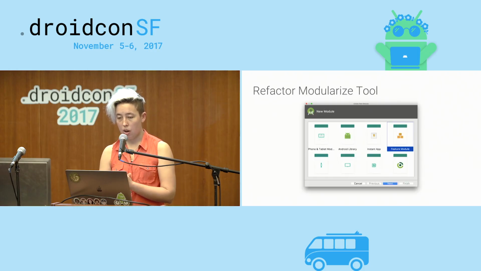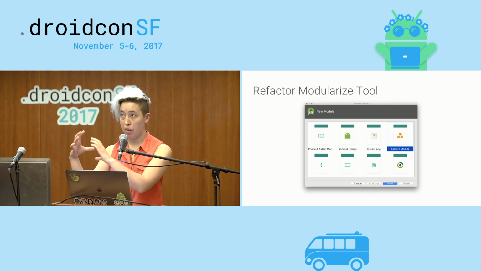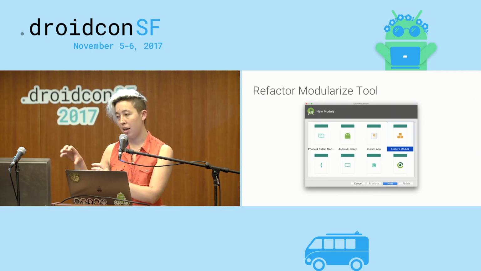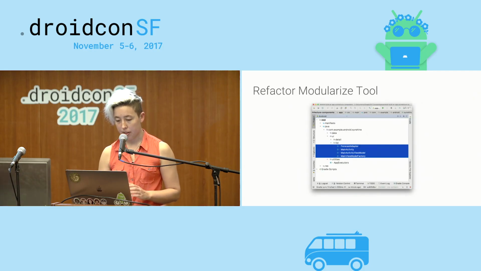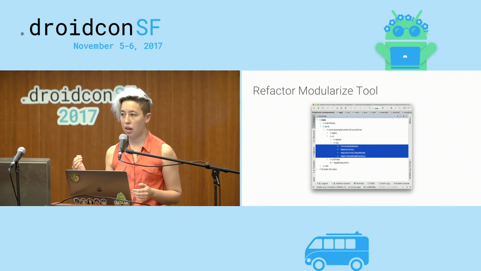Okay, so the other thing that was helpful was I used the refactor modularize tool. To use this tool, you first make a new feature for yourself. I'm starting with my big app that has everything in it, and then I make a new feature called list. And then in Android Studio, I select the different activities that I want to move over to the list feature.